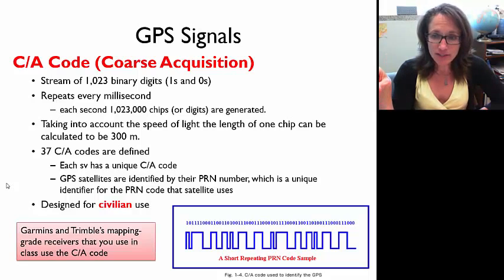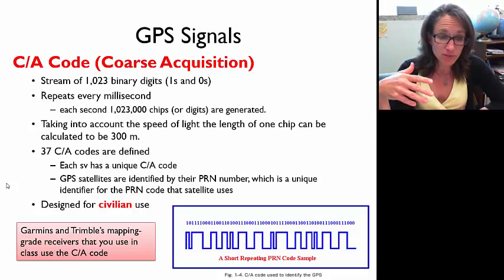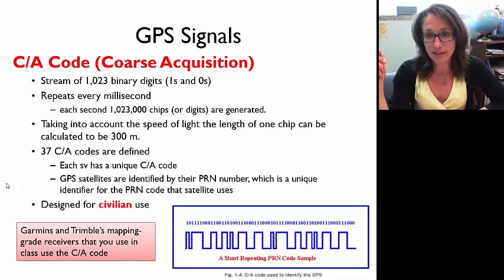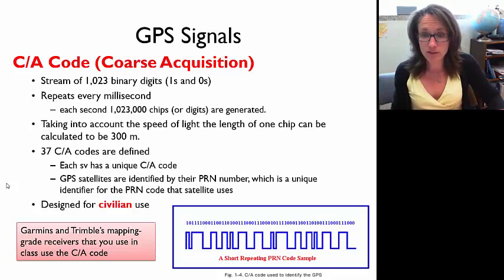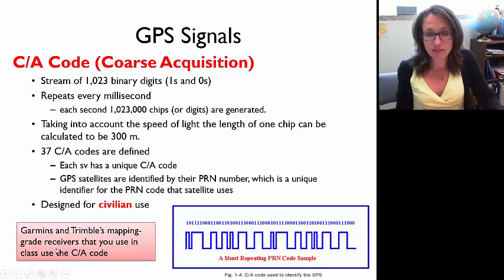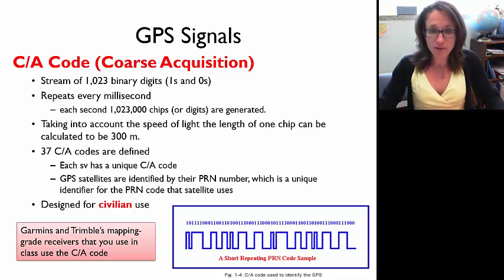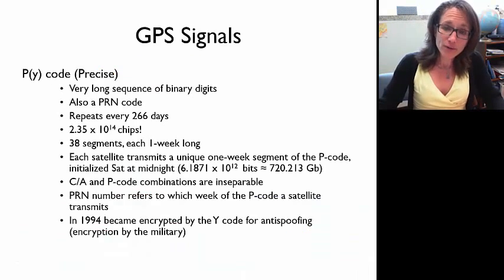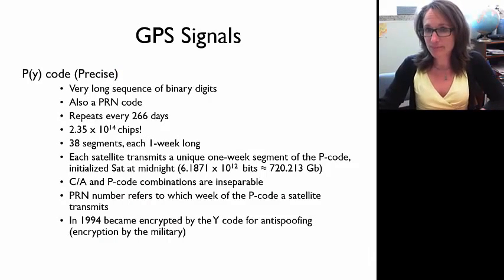There are 37 CA codes defined, 32 in use at any given time because we have 32 satellites. So each satellite has a unique CA code, and the satellites, like I said, are identified by that number. And these are civilian use, and this is the code that we're using when we use a Garmin or the Trimble mapping grade receivers that we will use in class. They are all taking advantage of the CA code to calculate their position. The PY code, which we aren't using, is the precise code.